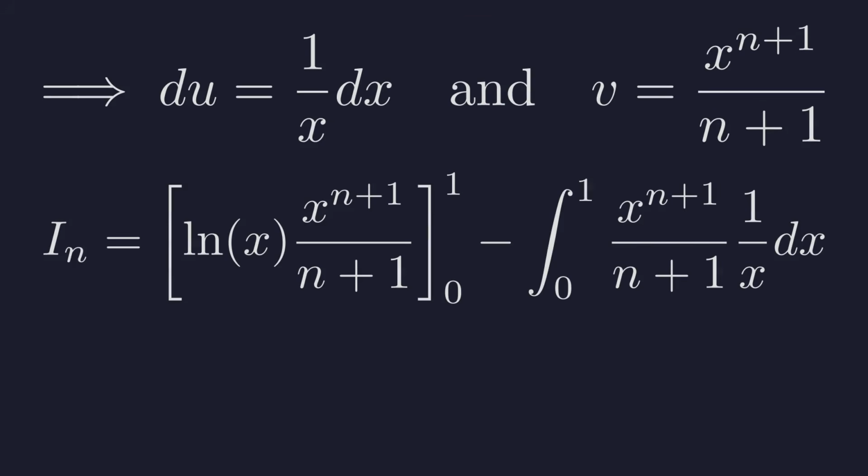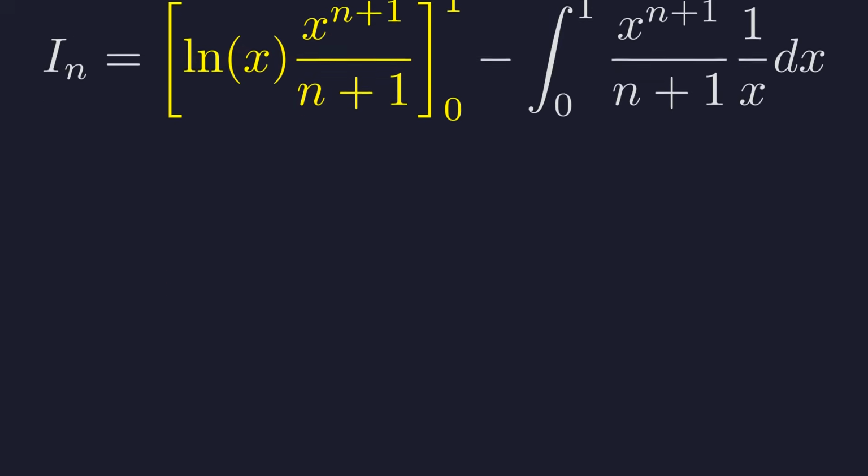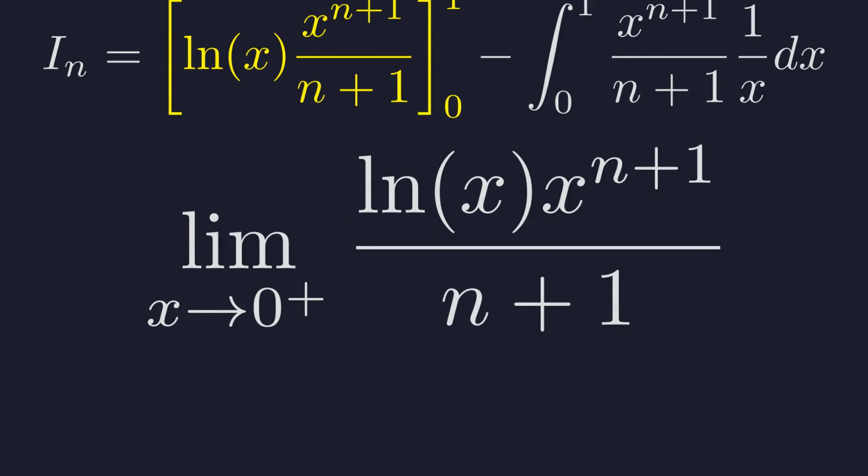Now we plug these pieces back into the integration by parts formula. Let's evaluate this first term. At the upper bound x equals 1, the natural logarithm of 1 is 0, making the whole term 0. The lower bound is more complex. We must evaluate the limit as x approaches 0 from the positive side. This is an indeterminate form of type infinity times 0.